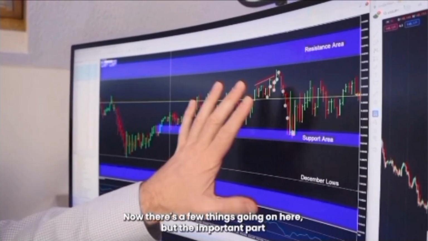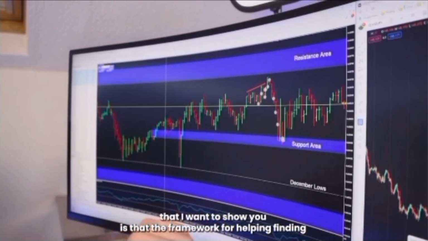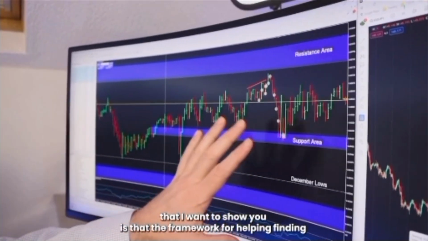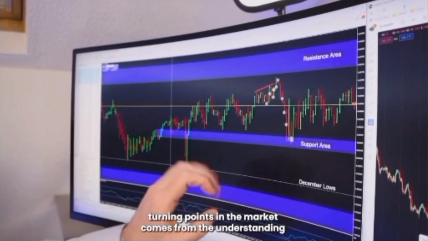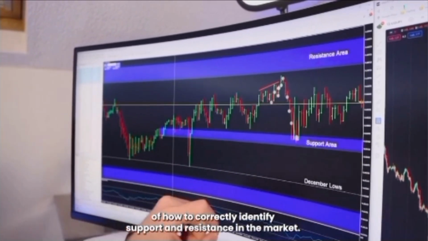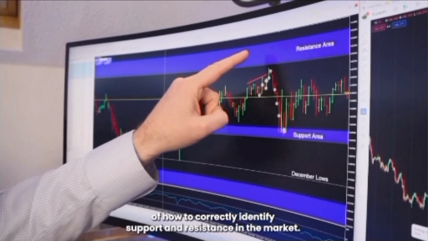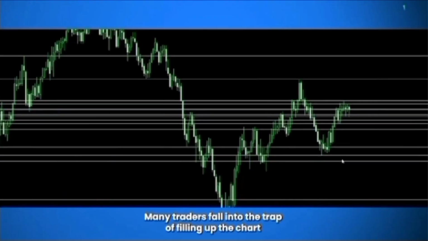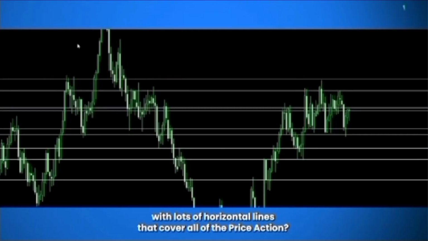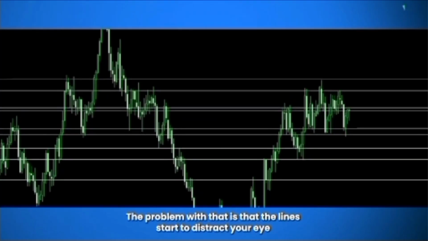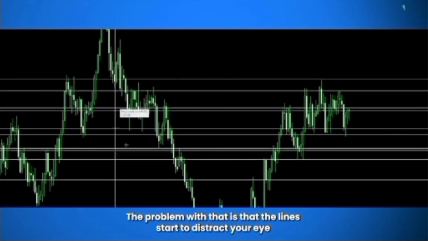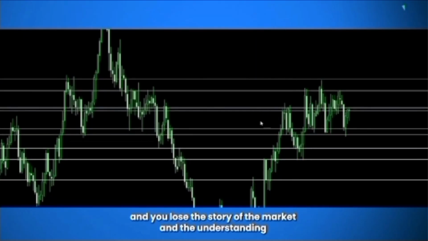Now, there's a few things going on here, but the important part that I wanna show you is that the framework for helping finding turning points in the market comes from the understanding of how to correctly identify support and resistance in the market. Many traders fall into the trap of filling up the chart with lots of horizontal lines that cover all of the price action. The problem with that is that the lines start to distract your eye and you lose the story of the market and the understanding of how the areas of support and resistance were created.